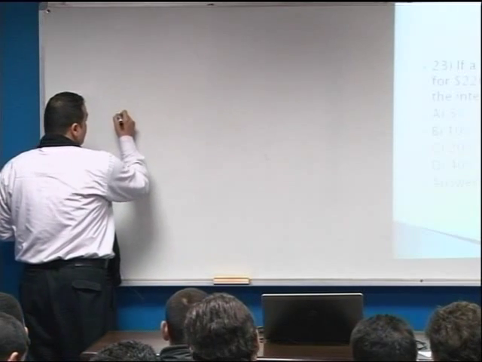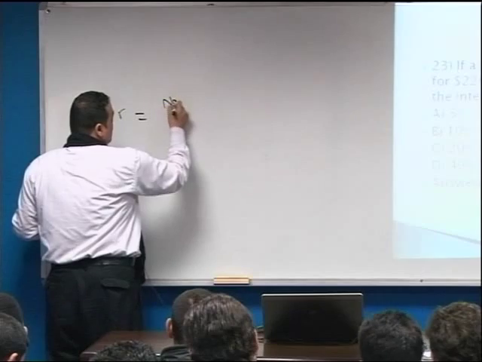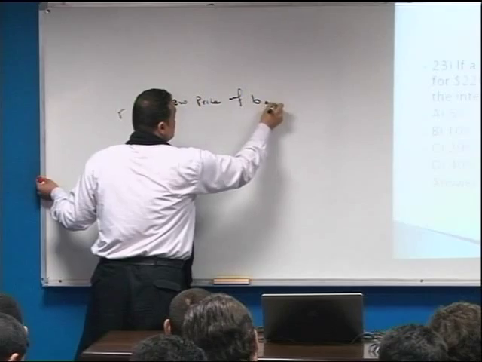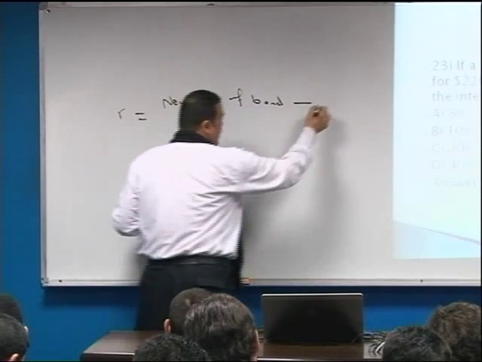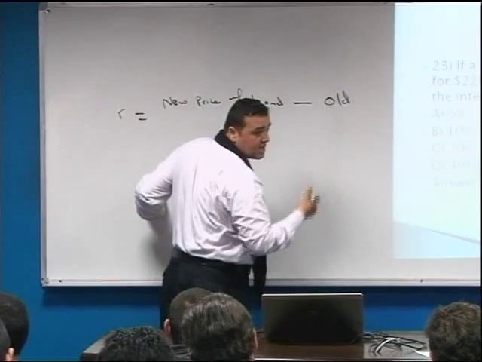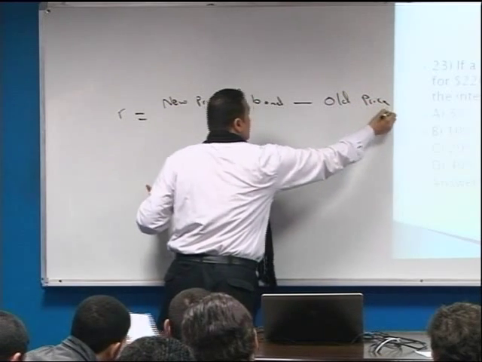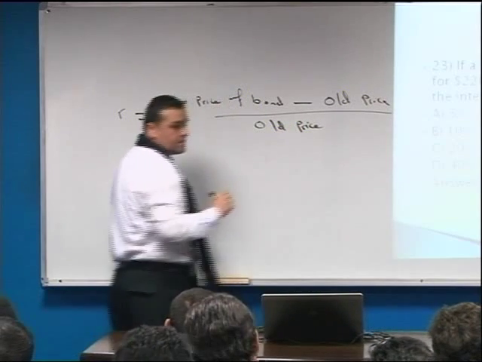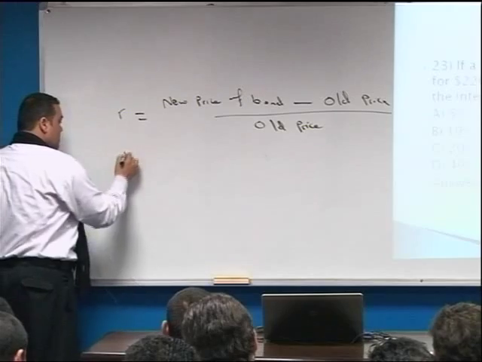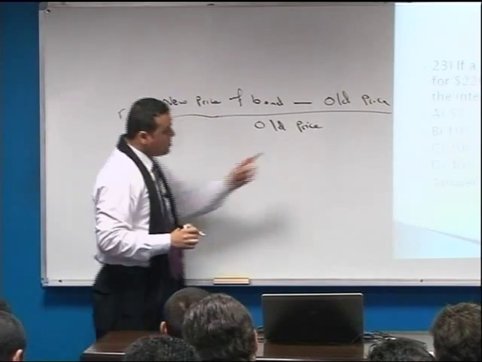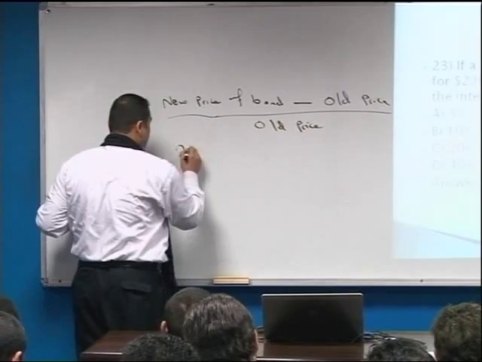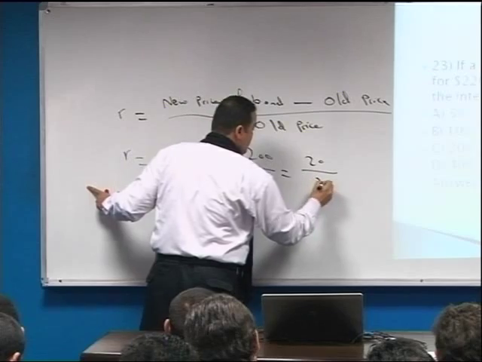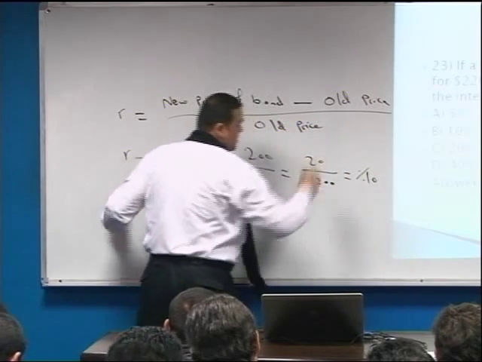The formula: the interest rate equals the new price of the bond minus the old price, or the original or initial price, over the old price, or the initial price of the bond. So the interest rate equals, what is the new price? 220 minus 200 over 200 equals 20 over 200 equals 10%. That's it.